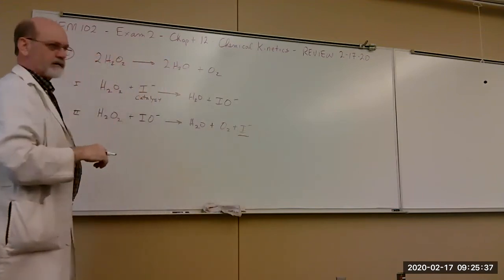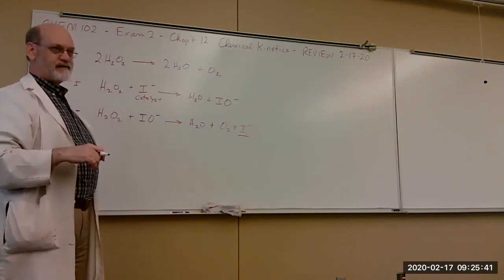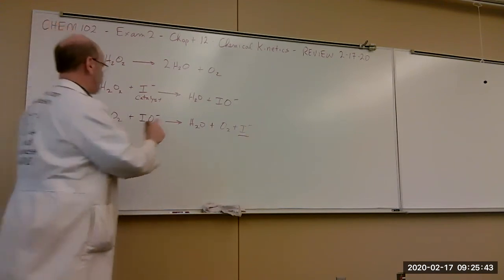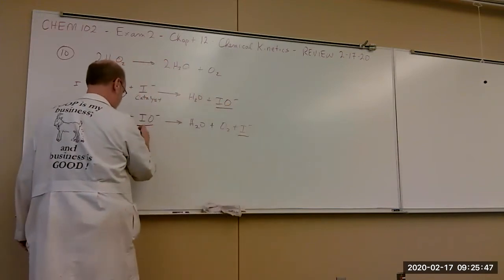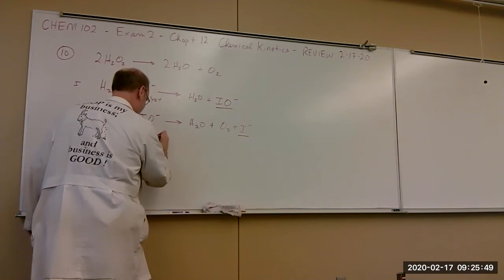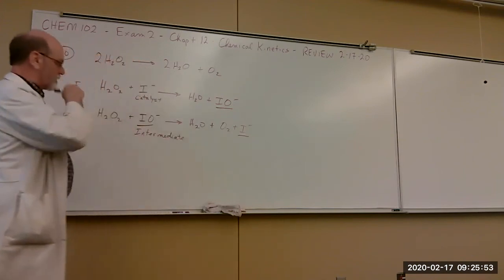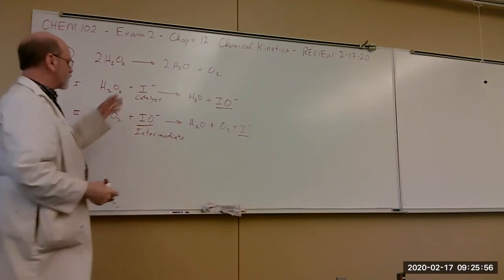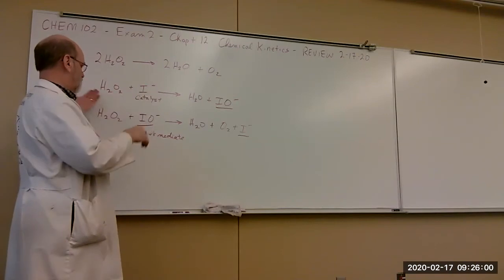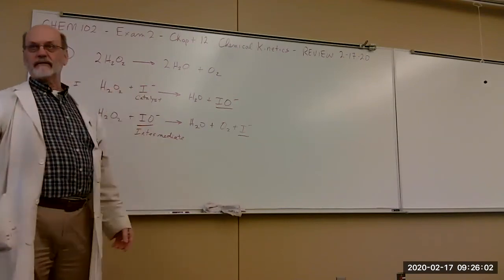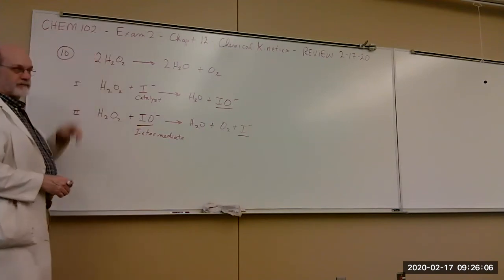What's the intermediate? This one? Yeah, the hypoiodite. You just said it, but I don't remember. Right. That's the intermediate. It was produced in the reaction and it's consumed in the reaction. And for all you know, it was never there. Right? You don't see it in the overall reaction.